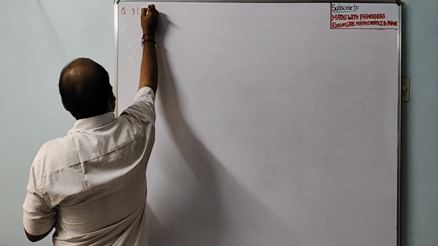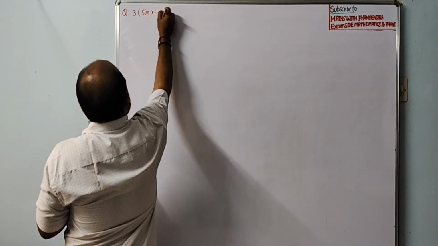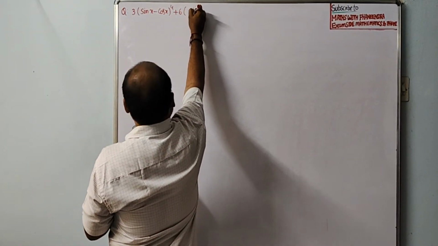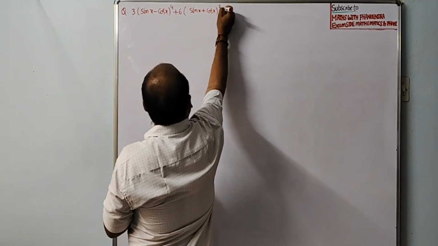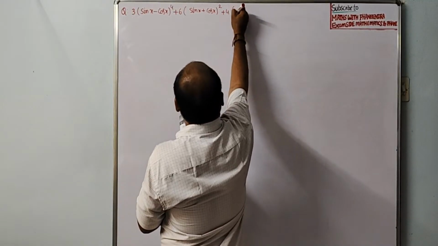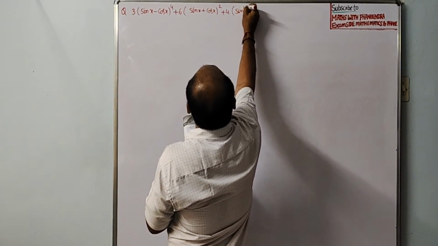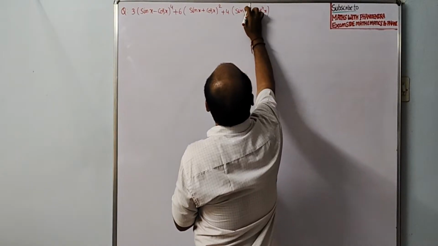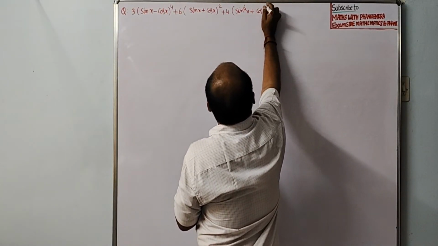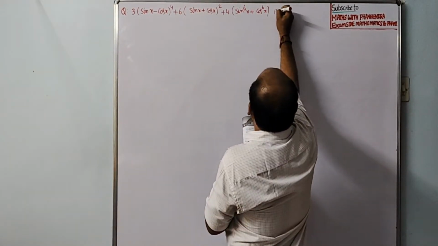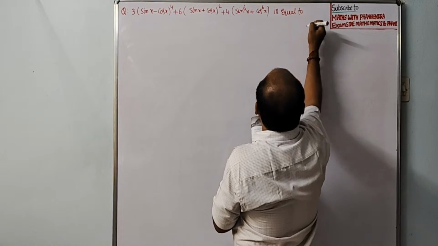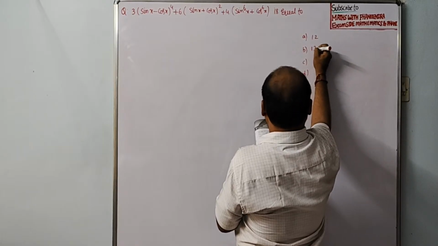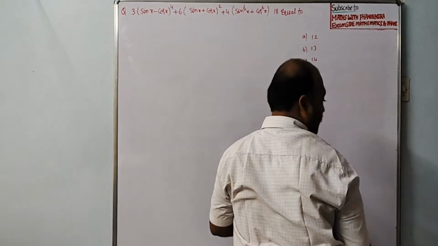3 times of (sin x minus cos x) whole power 4 plus 6 times of (sin x plus cos x) whole square plus 4 times of (sin power 6 x plus cos power 6 x) is equal to. So the options are 12, 13, 14 and 15.